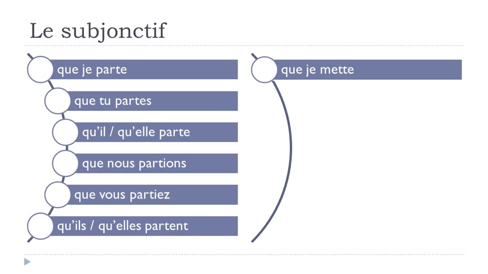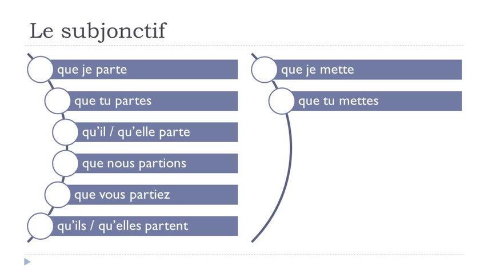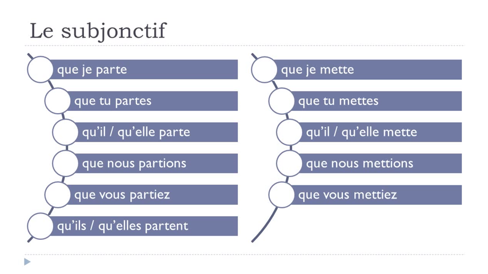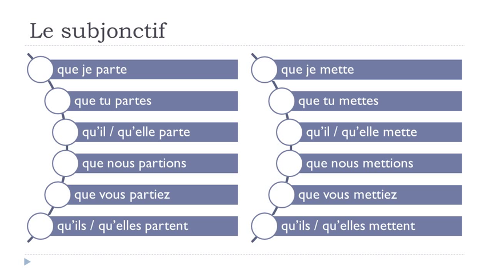Let's take another example. The verb mettre, to put: que je mette, que tu mettes, qu'il mette, qu'elle mette, que nous mettions, que vous mettiez, qu'il mette, qu'elle mette. So you can see that for these verbs, it's exactly the same thing. The first part will stay the same. You just need to put the endings according to what we saw previously: ES, IONS, IEZ, ENT.